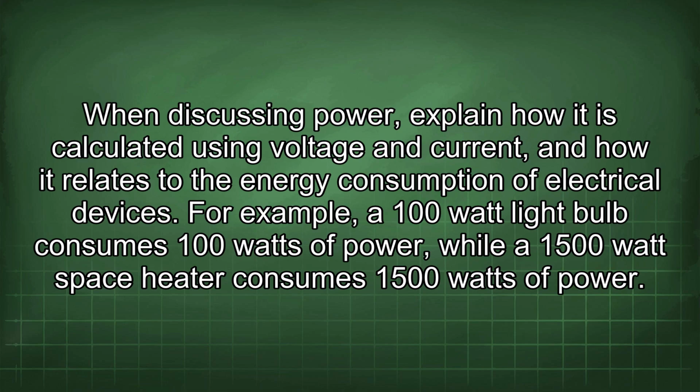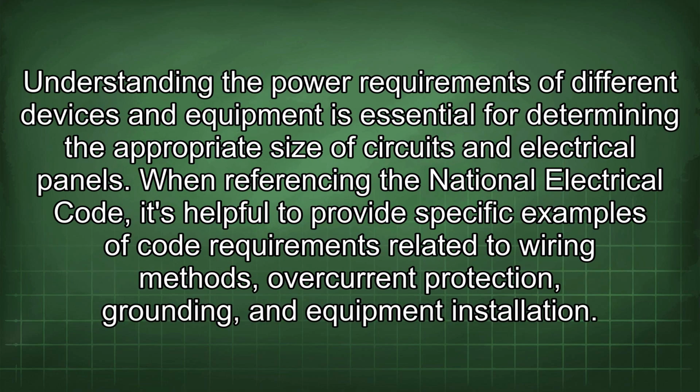When discussing power, explain how it is calculated using voltage and current, and how it relates to the energy consumption of electrical devices. For example, a 100-watt light bulb consumes 100 watts of power, while a 1500-watt space heater consumes 1500 watts of power. Understanding the power requirements of different devices and equipment is essential for determining the appropriate size of circuits and electrical panels.